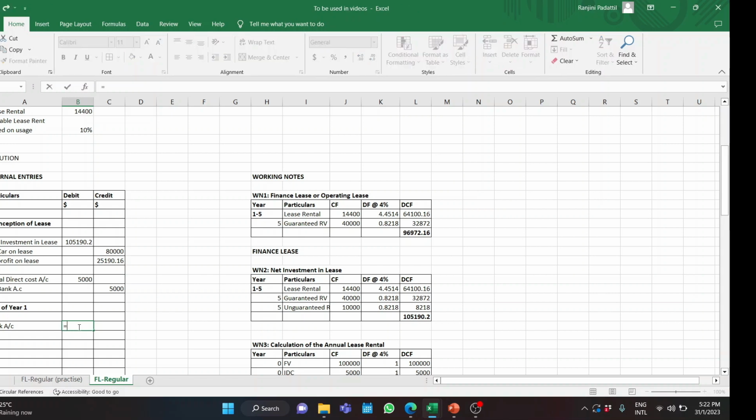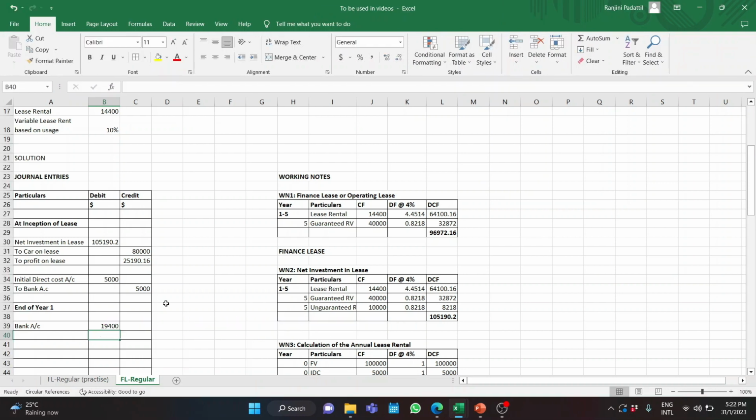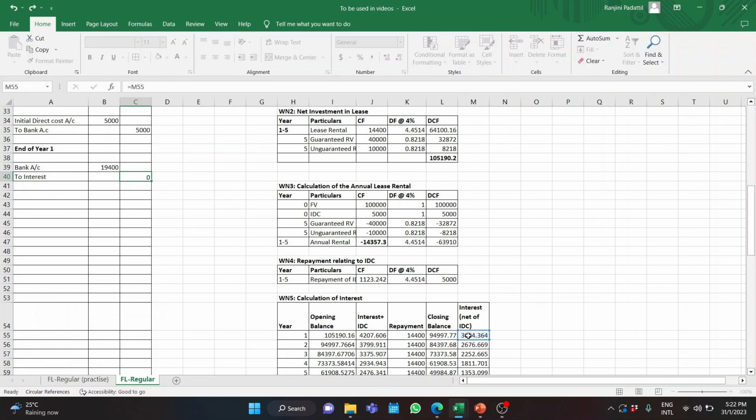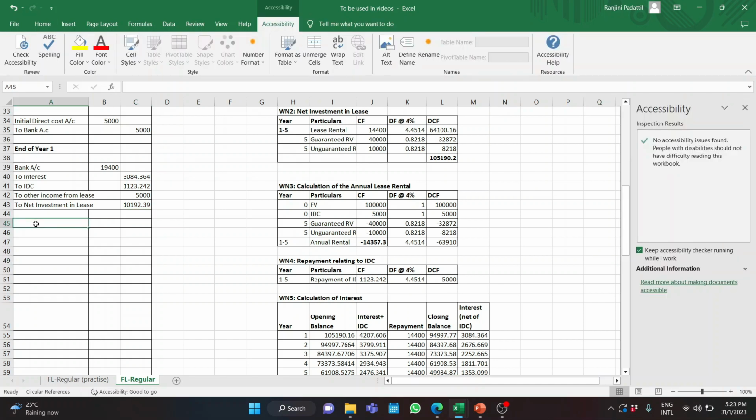Right. So bank account is 14,400 plus 5,000, 19,400. Out of this, we are getting an interest. If we go into the working note, the amount is 3085. We need to amortize the initial direct cost, and that is 1123. We are earning the variable income that is based on usage, 5,000. So it is the balance that goes into net investment in lease, 10,192.